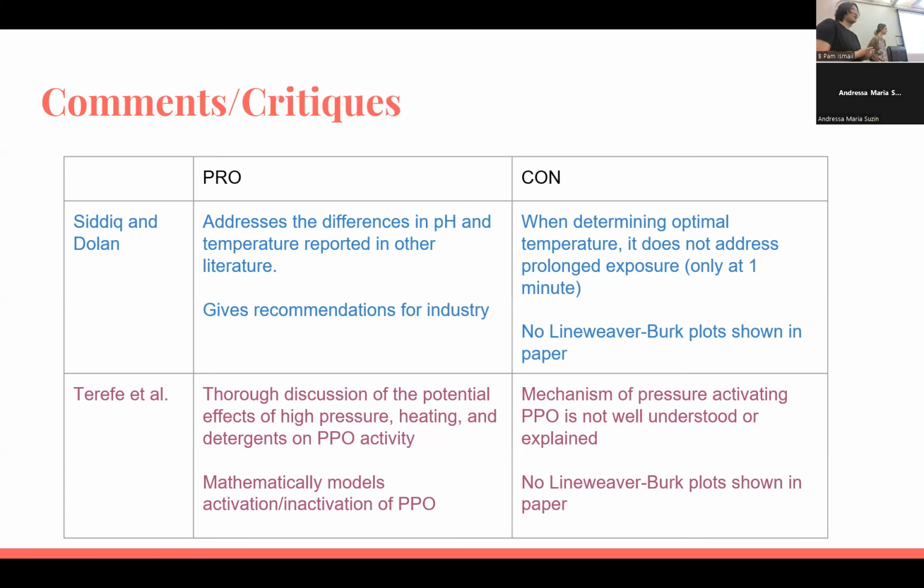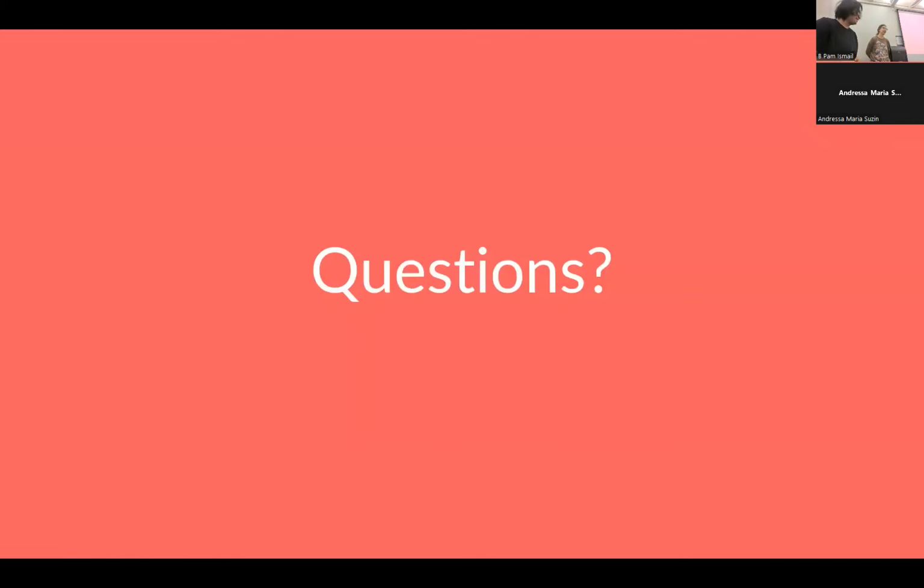And they sort of mentioned it in the paper as general knowledge, like, we understand that pressure does blah, blah, blah, which doesn't sound very credible. And again, there's no Lineweaver-Burk plot. They just kind of gave us a bunch of numbers and ran with it. So yeah. Any questions?